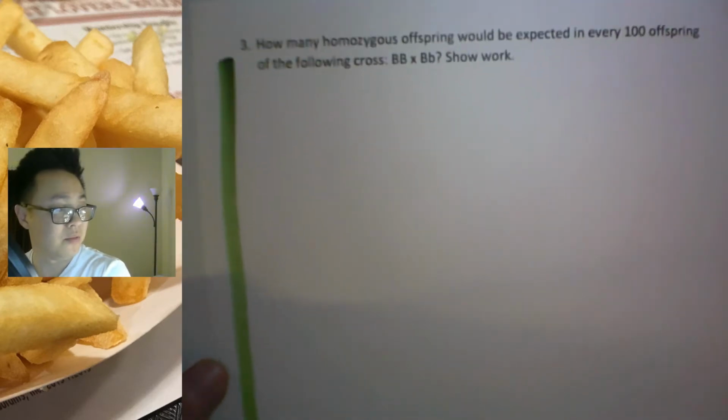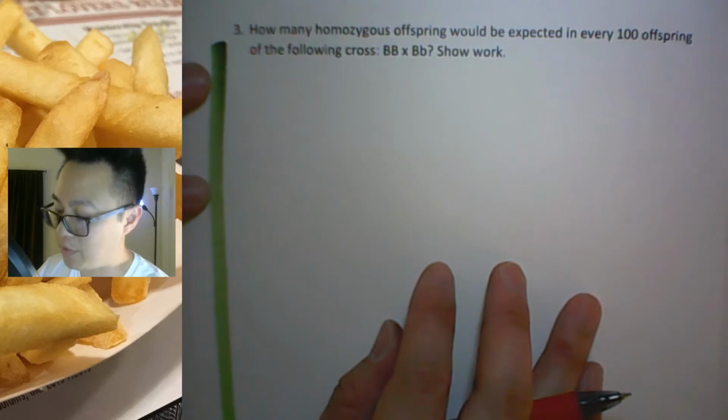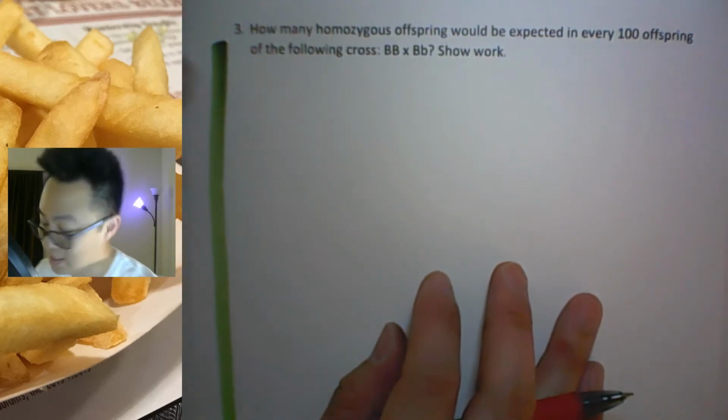All right, let's go ahead and begin the third problem. Very similar here. How many homozygous offspring would be expected in every 100 offspring of the following cross? All right, we're going to do the exact same thing as we did in problem 2. If you need a review, just rewind the video back.